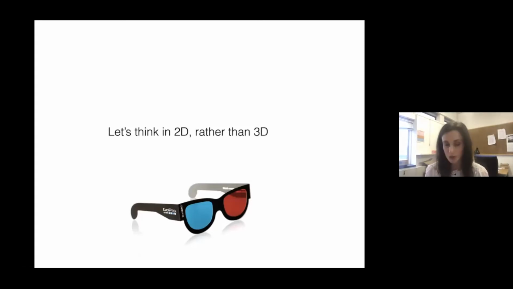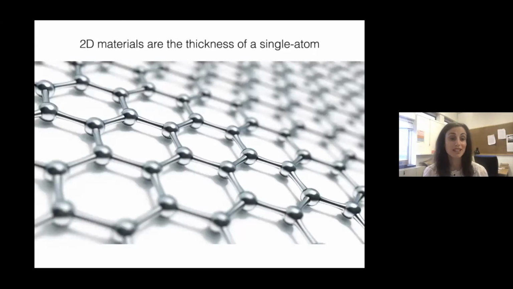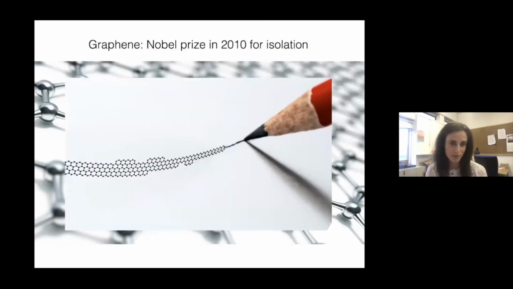Okay, well, all materials familiar to you are 3D. They have a length, they have a width, and they have some thickness. 2D materials are exactly that, 2-dimensional. They have a length, they have a width, but they have virtually no thickness. So they're the thickness of a single atom. And the most well-known example is graphene.